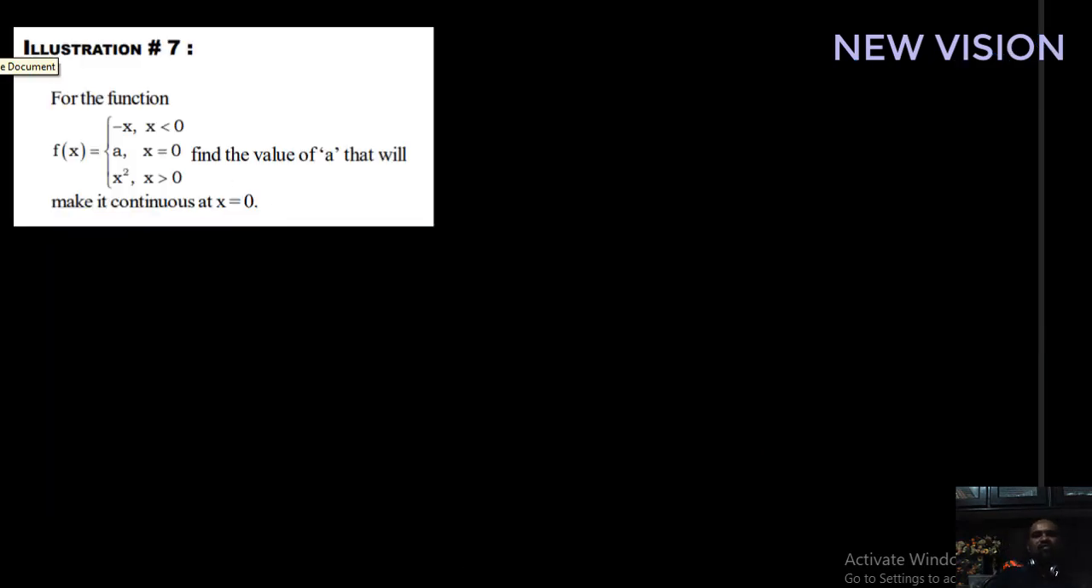Yes students, one more problem. For the function f of x equal to minus x for x less than 0, 0 for x equal to 0, x square for x greater than 0, find a value of a that will make it continuous. An easy problem only. So listen students, the limiting value of f of x as x tends to 0 should be equal to f of 0. Then only you can say that the function is continuous at x equal to 0.